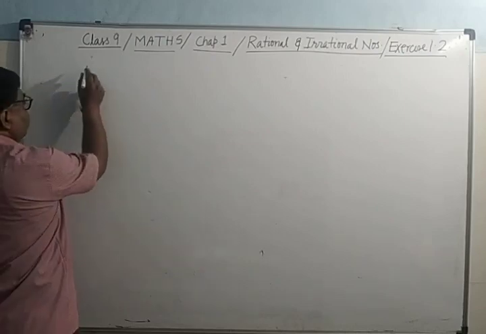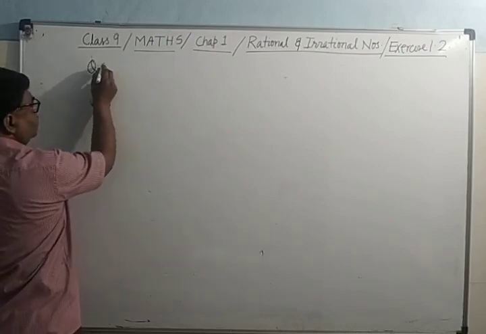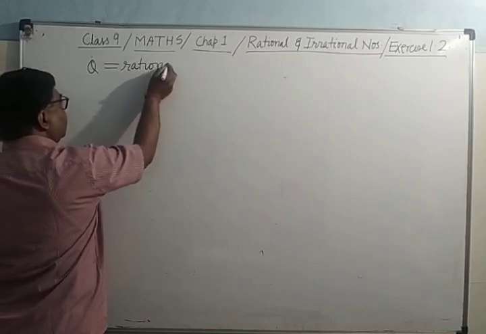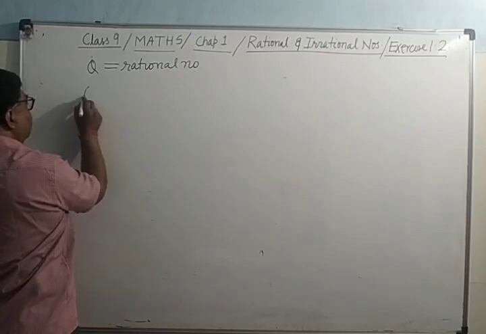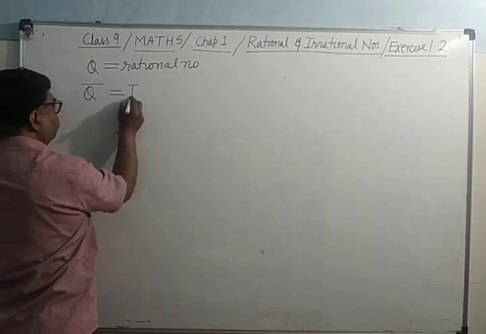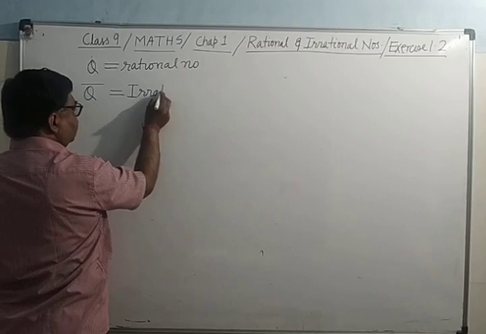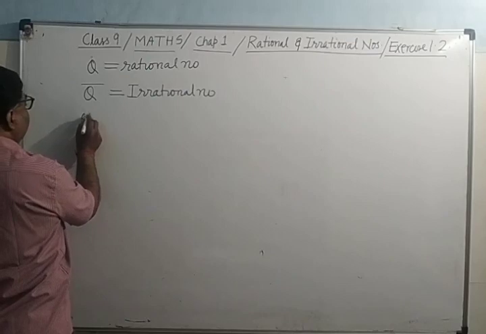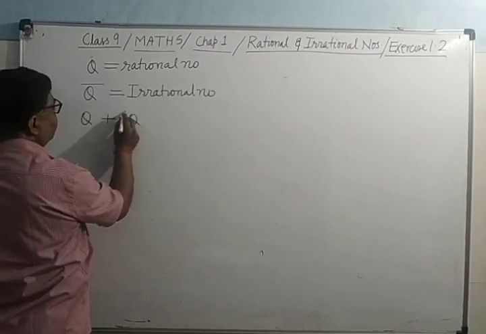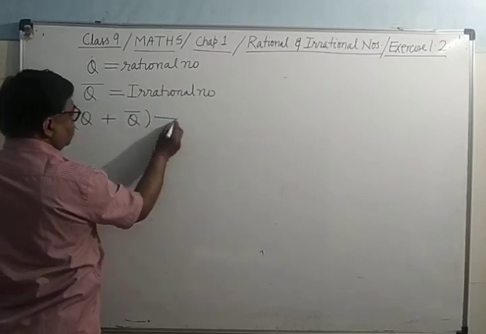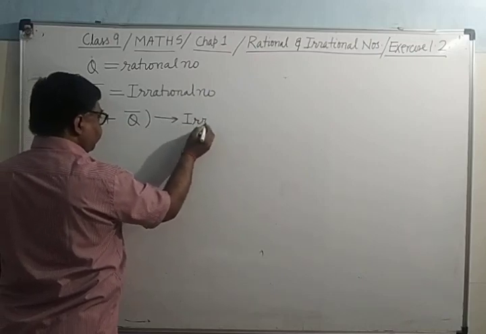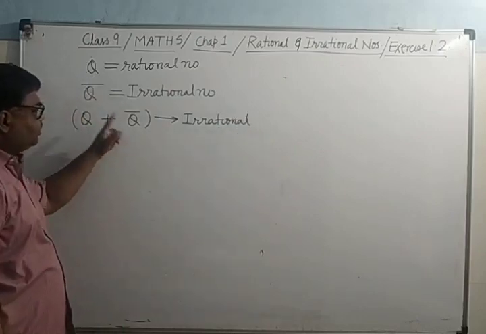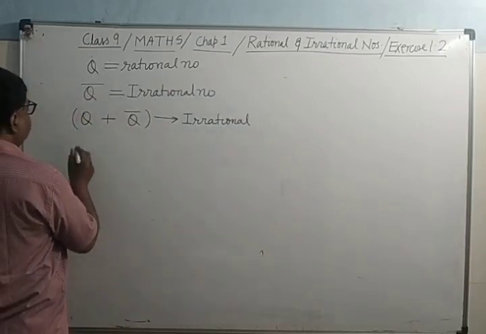Now you can see here, a rational number is represented by this symbol. This is a rational number, and Q bar is the irrational number. So you remember this: q plus q bar is irrational. It will be irrational. Means if we add a rational with an irrational, the result will be irrational.